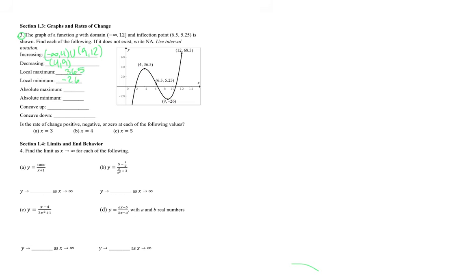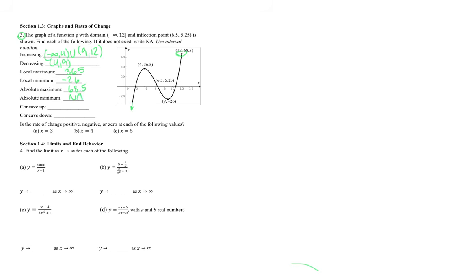So for our absolute maxima and minima, we're looking for the highest and lowest values on the function from this whole interval. So we're looking between negative infinity and 12 to see what the lowest value and what the highest value is. So the highest value we can see is right here, where we have a y value of 68.5. So that means that's our absolute maxima. But for our absolute minima, we can notice that this function is going to keep on going down forever, so it's never going to reach any sort of absolute minimum value. So for this one, we would say NA.